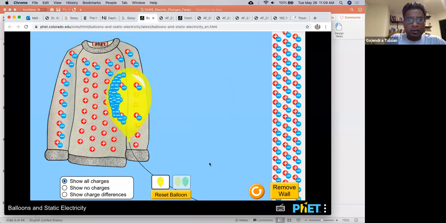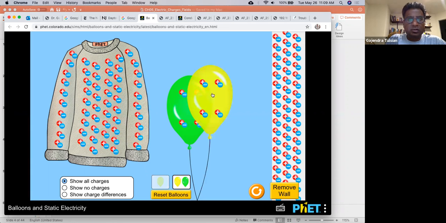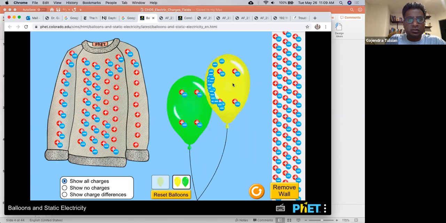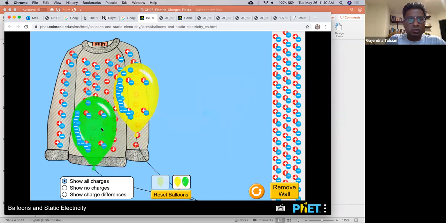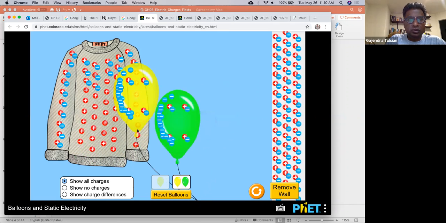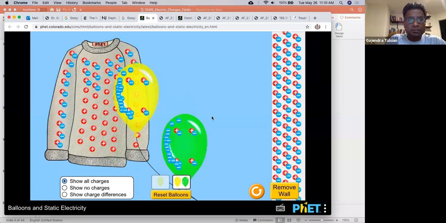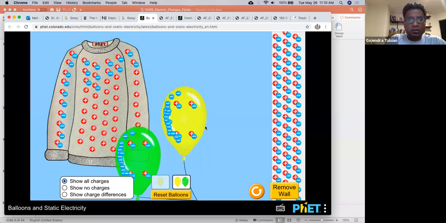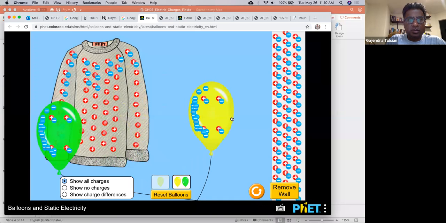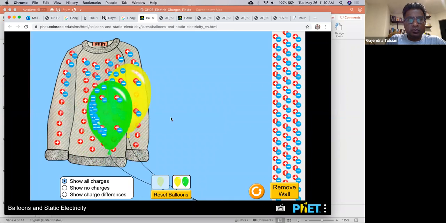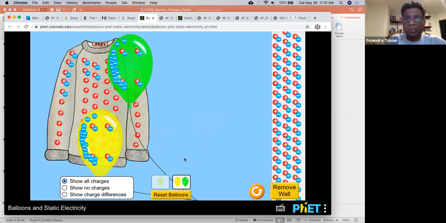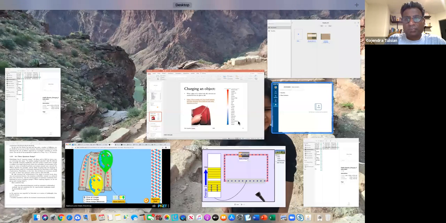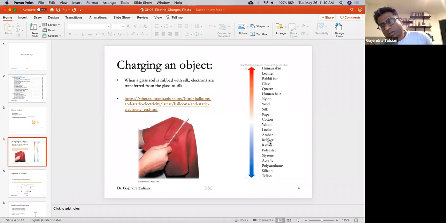Now let's do this with 2 balloons. I'm just going to grab a bit of charge, and then take this. Now we have them both charged, and you see the 2 negative charges repel each other. And they get attracted toward the positive charge. So that's what that is showing you: various materials, and how to charge materials.